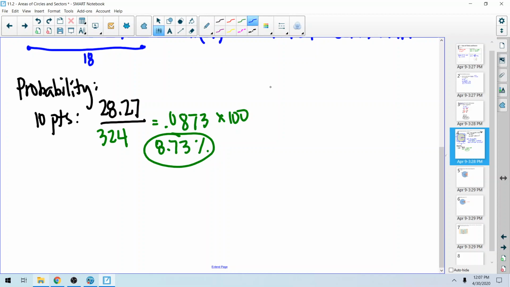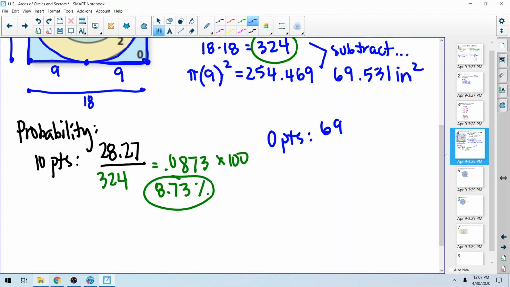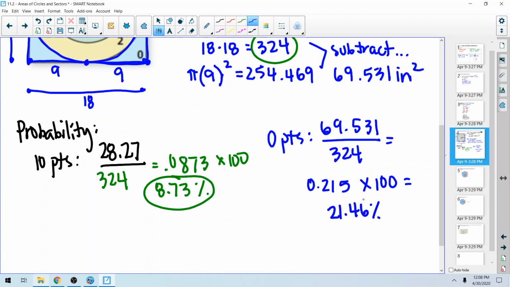Now, for the 0 points, it was 69.531 out of the whole dartboard, which is 324. So 69.531 divided by 324 is 0.215. Times that by 100, or just move the decimal twice, which is 21.46. So you have a 21.46% chance of hitting the 0 blue region.